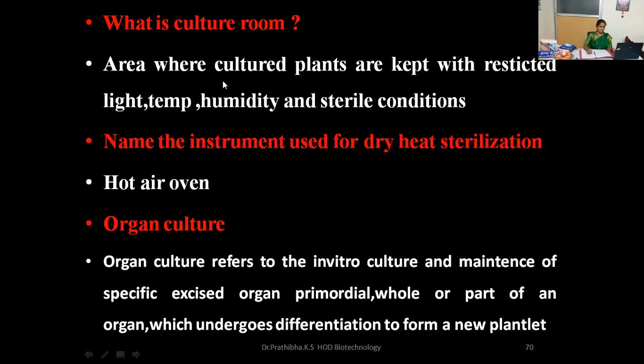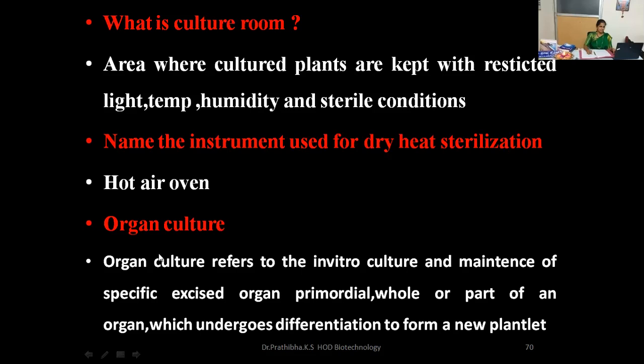Hope you already understood this one. You can write it on your own. You can write this answer also: this is the area where cultured plants are kept under restricted light, temperature, humidity, and sterile conditions. Then name the instrument used for dry heat sterilization. It's the hot air oven. If they ask about steam under pressure, that is the autoclave.